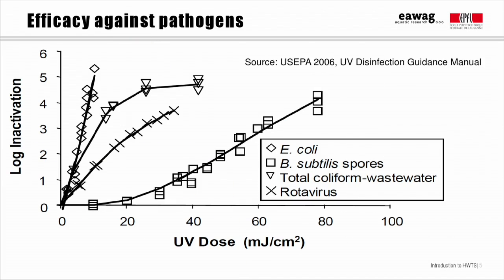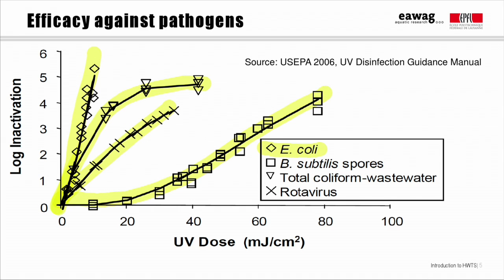Here you see a graph of the efficacy of UVC against different kinds of pathogens. Here we've got the dose and the log inactivation, or LRV, on the other axis. Well, the first thing you can see is that E. coli is very readily killed by ultraviolet. Very steep curve. And total coliforms, a related bacteria, are also fairly quick to die exposed to UV. Rotavirus takes a little bit more time to kill, but it's the Bacillus subtilis spores that take the longest time.